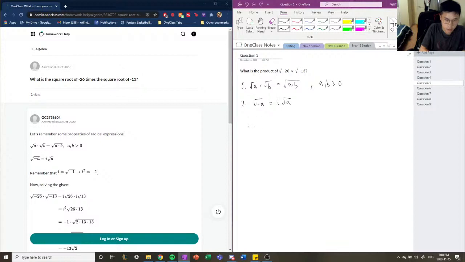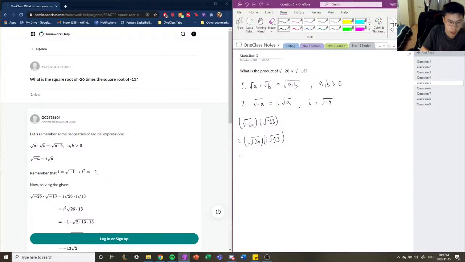i times root a, because i equals root negative 1. Okay, so using these two properties, we can find the product of the square roots of negative numbers. Okay, so let's write out our original equation here. So this can be written out as i times root 26 times i times root 13. Just put brackets around this.